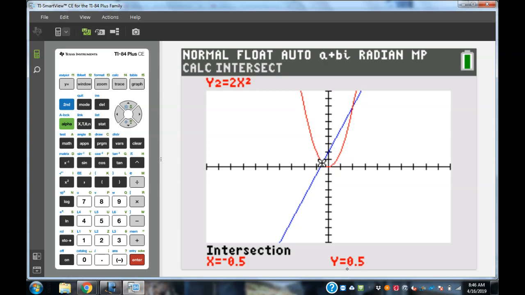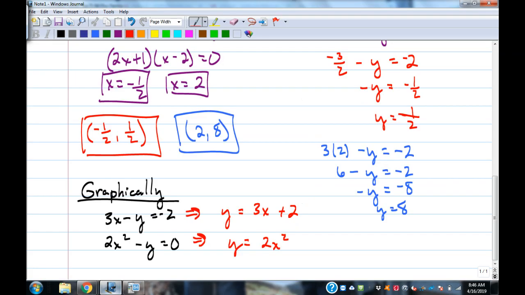Algebraically is always going to outrank graphically just because you can get exact answers. Graphically, you're going to be limited to the decimal approximation there. So let's look at another one.